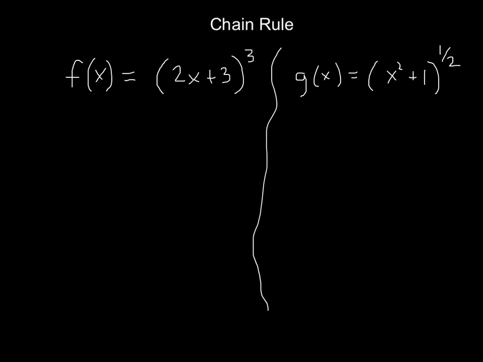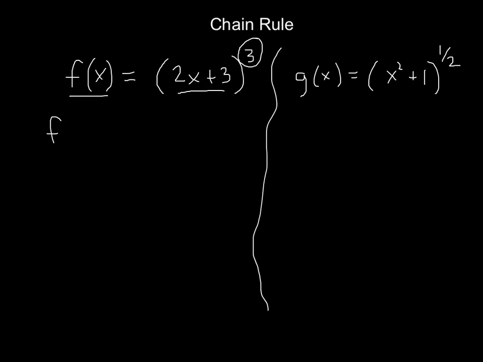Alright, so the next section is differentiating using the chain rule, and this is when you have a function in a function. So looking at f of x here, we have the function 2x plus 3, which is a linear function, inside this function, which is the function cubed. So here's how you differentiate.